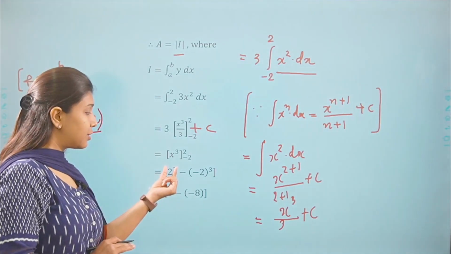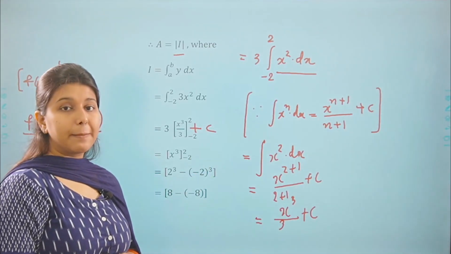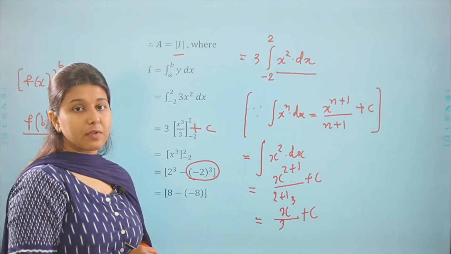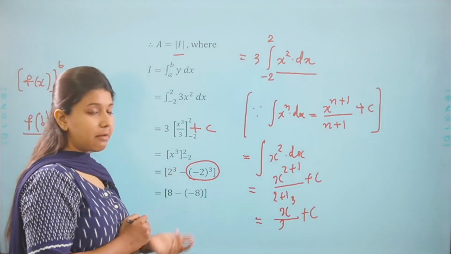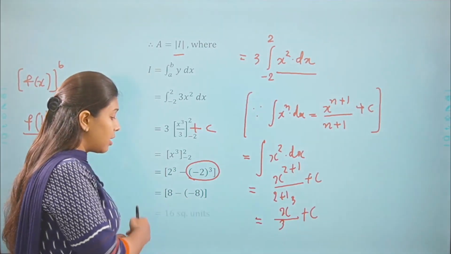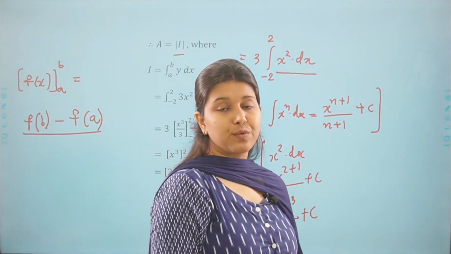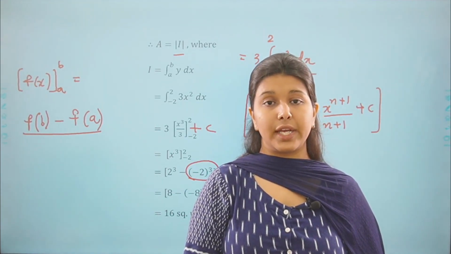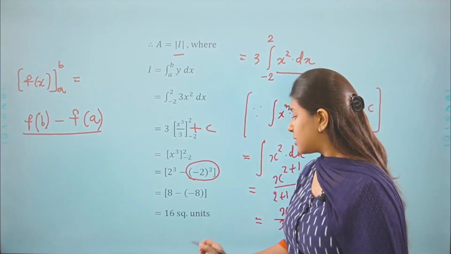Then we get 2 cube is nothing but 8, minus minus 2 cube is nothing but minus 8, because the power of 2 is 3 and 3 is an odd number, that's why we are taking minus 8 here, right? Then minus minus will be plus, so we have 16 square units, that is your area for y is equals to 3x square. That means the bounded area of the parabola y is equals to 3x square is 16 square units.